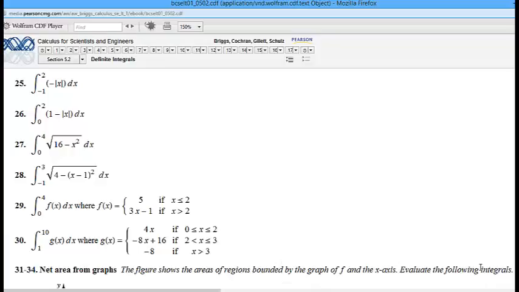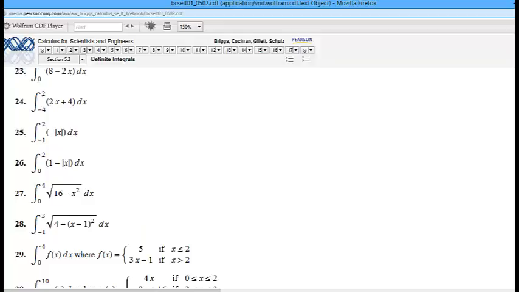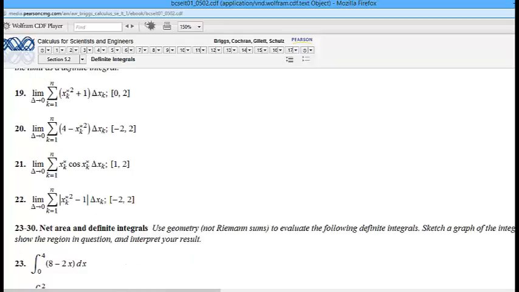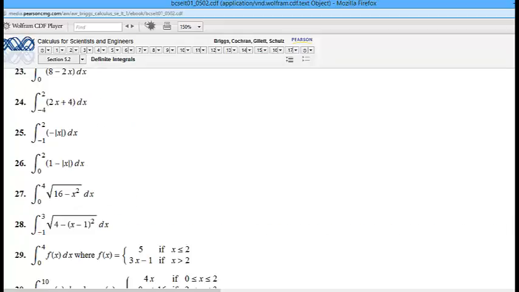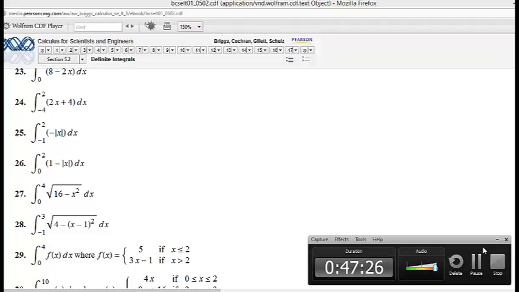So here's from the homework last night, number 29. Yeah, so we have to find the area of this piecewise defined function. Use geometry to evaluate, sketch the graph, show the region, interpret the result. All right, I'm going to try and draw a graph for number 29. And we'll go from there. So let's see. I'm going to do it on the board to be easier.